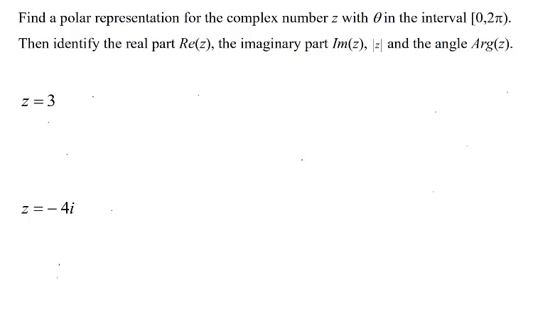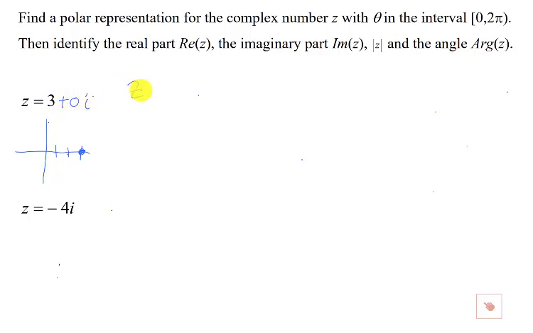So we want to find a polar representation for the complex number z with theta in the interval from 0 to 2 pi. So let's do that first of all. So here's z. I'm going to plot z, and z is just 3 on the real axis, so right there. This could be written as 3 plus 0i.